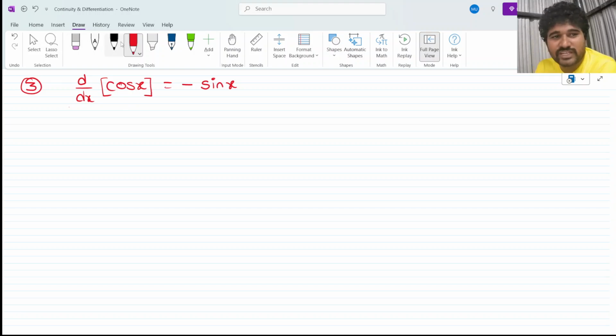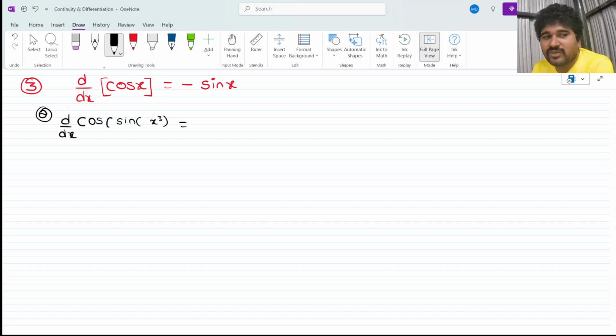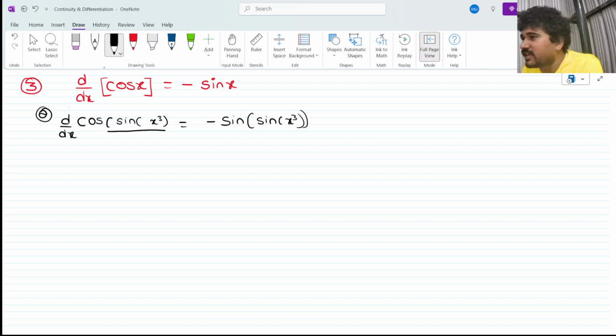Suppose I gave you a question like this. What will you do? What question, sir? The question is cos of sine of x cube, you have to find the differentiation. What will you do? D by dx of cos of something. What is the differentiation of cos of something? Minus sine of something. Whatever is there, you write. Is that clear for everybody?